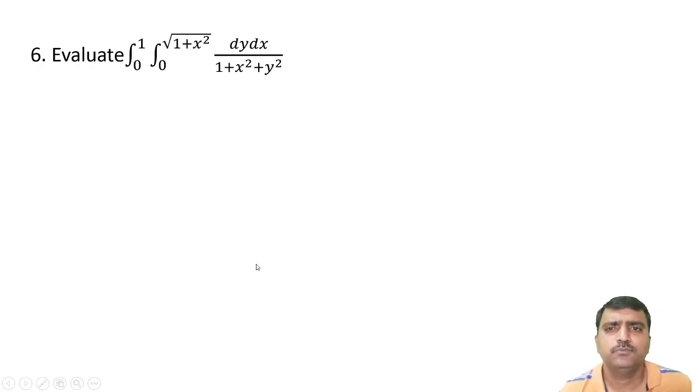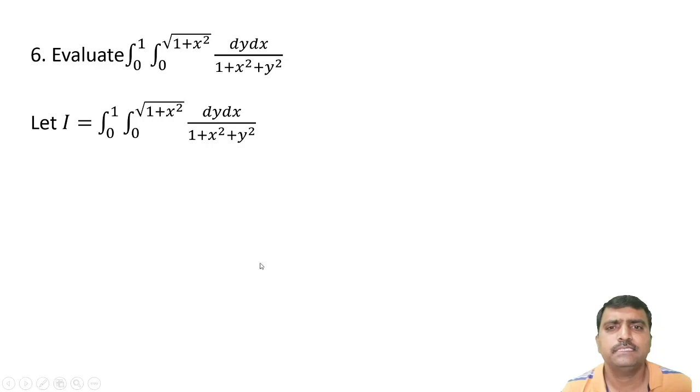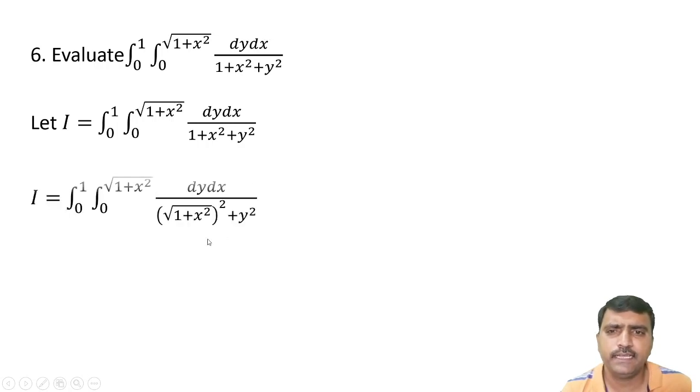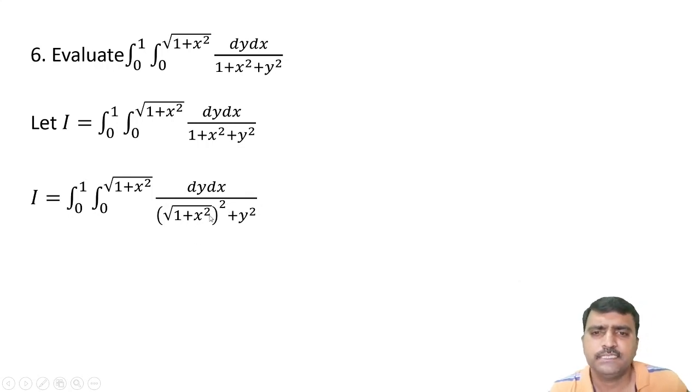Next, one more problem of the same type. Integration from 0 to 1, 0 to root of 1 plus x square, dy dx. That means first we have to take the integration with respect to y, then with respect to x. To integrate this, you write the term 1 plus x square in the denominator as root of 1 plus x square whole square. Then its value is unaltered if you cancel root and square. So just write like this.